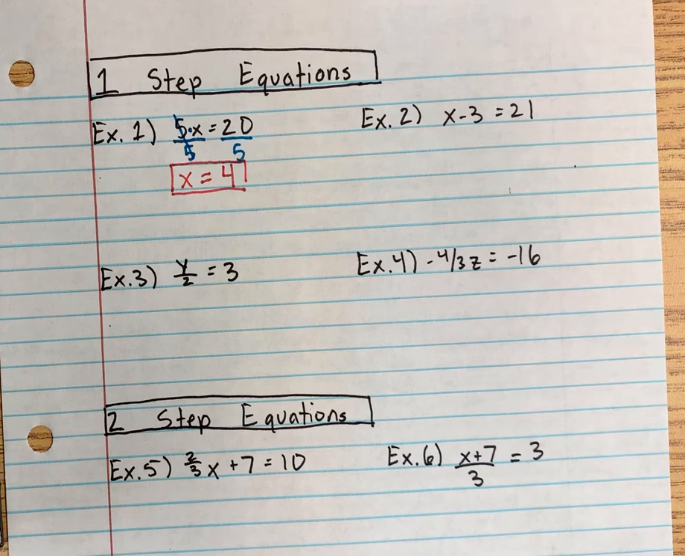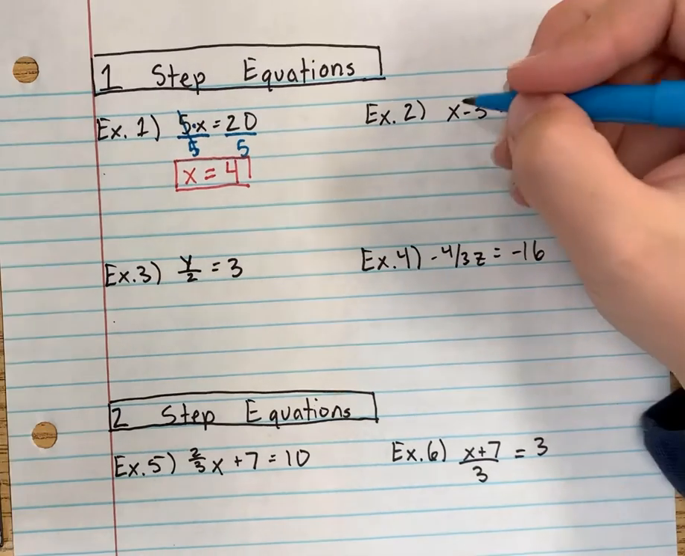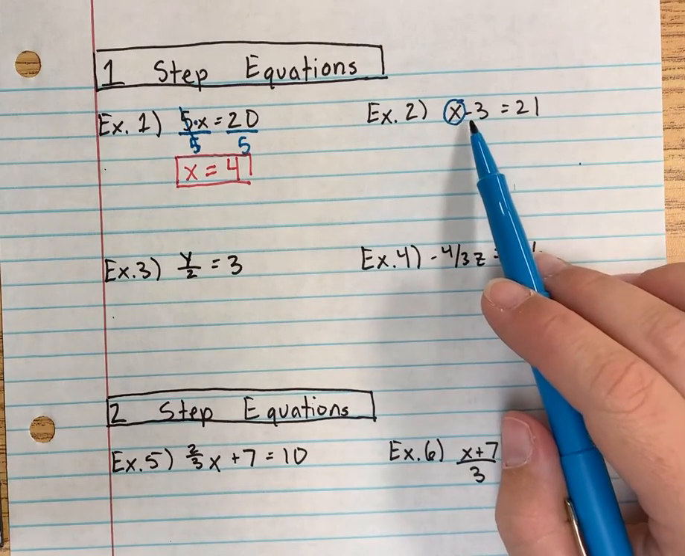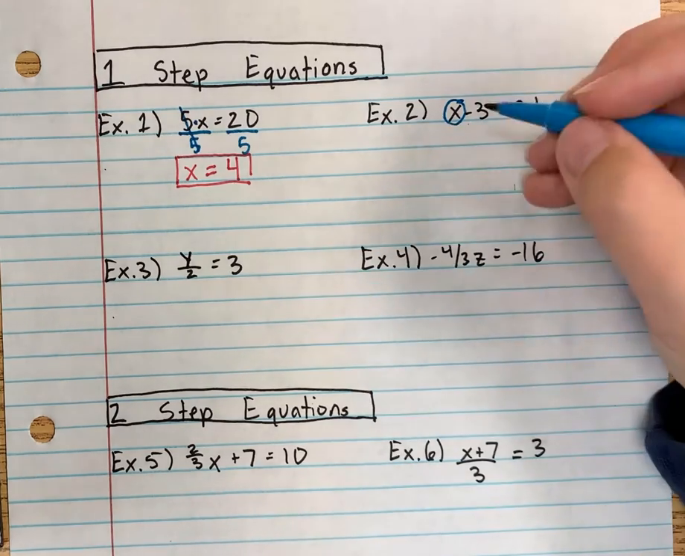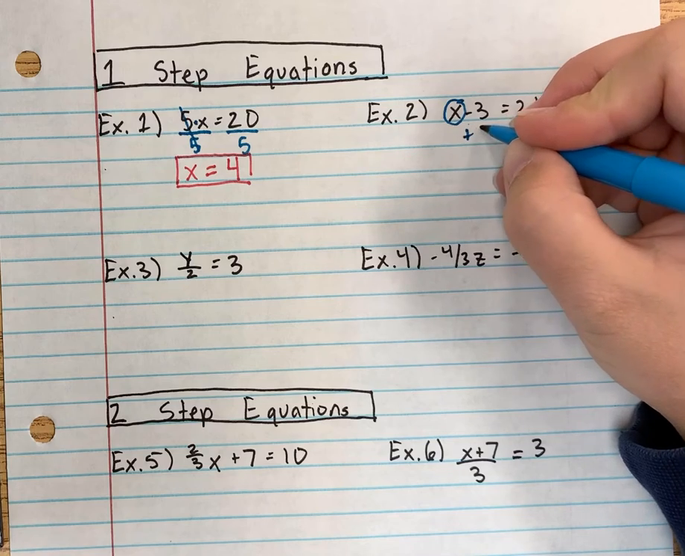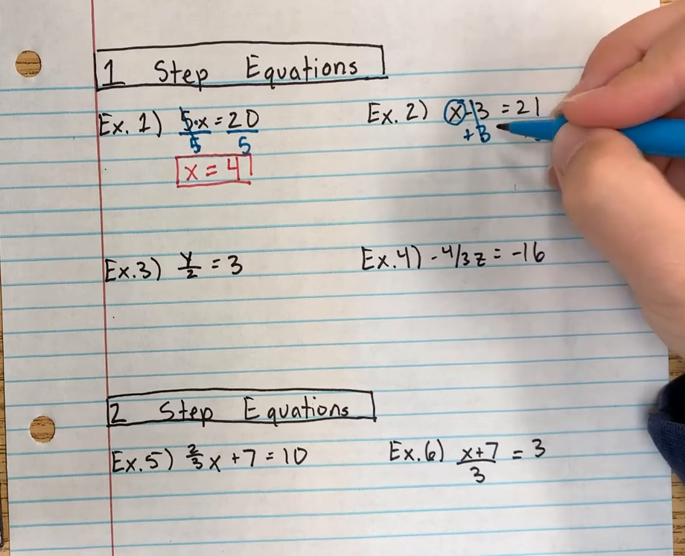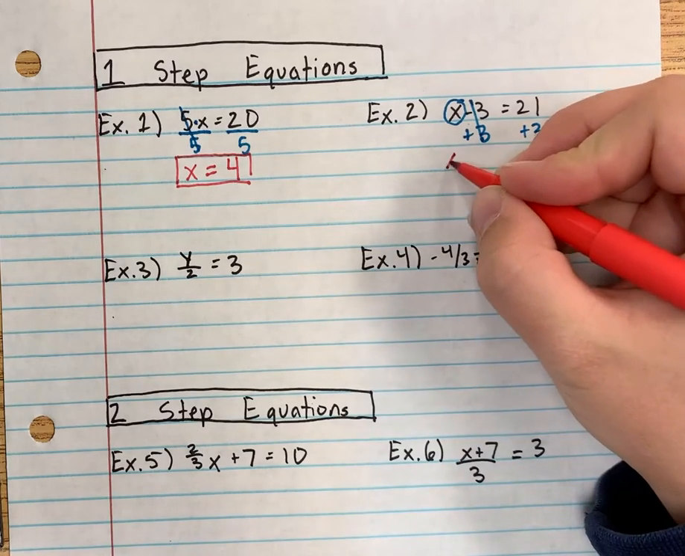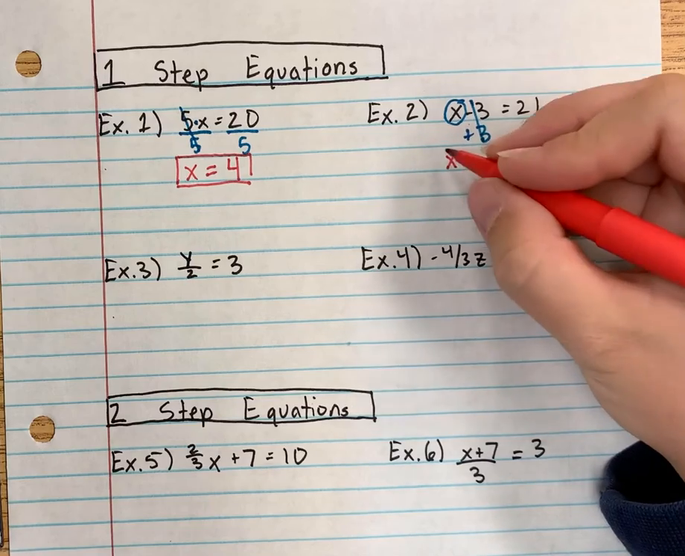So let's look at another example. Here we have x minus 3 equals 21. Again, our goal is to get x alone. So to get x alone, we need to get rid of this negative 3. Basically, we want to take it to the other side. Well, this is a minus 3, so you want to add 3 to both sides. Minus 3 and plus 3 becomes 0. So what you're left with is x equals 21 plus 3, which is 24.